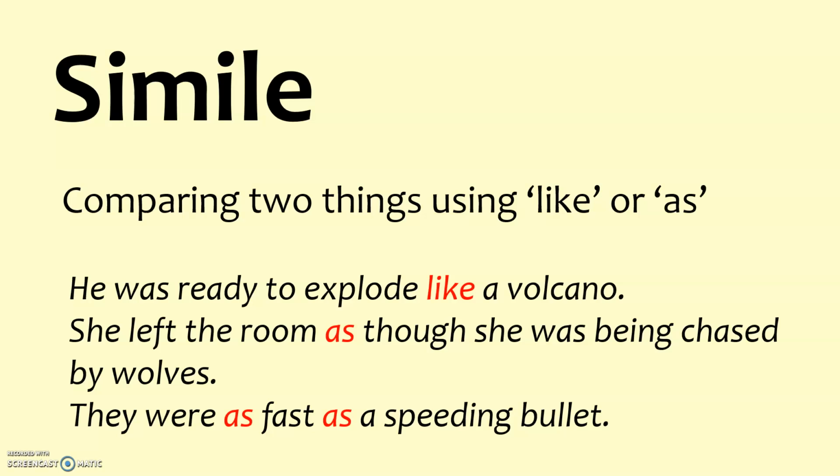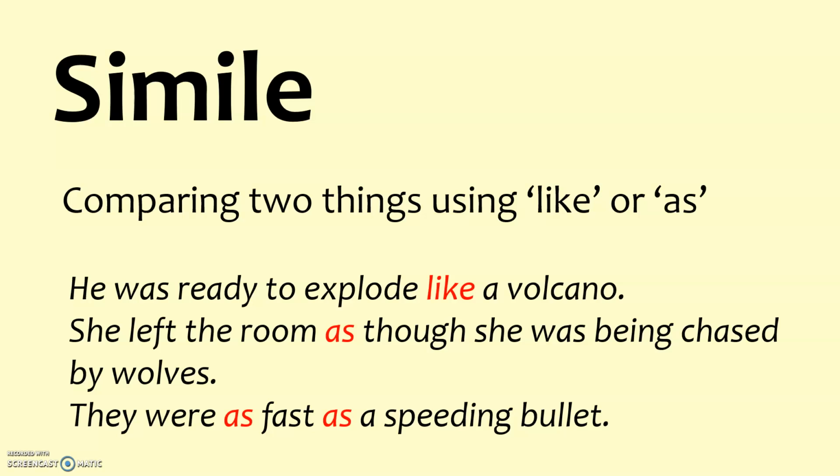And then we've got a simile as well, comparing two things. Like we had metaphor earlier, comparing things, but in this case, similes use the word like or as, and I've got some examples there for you. Ready to explode like a volcano, left the room as though she was being chased by wolves, they were as fast as a speeding bullet. Generally very easy to spot similes. Consider why the writer might have chosen my top one there, exploding like a volcano. That simile has very violent connotations, makes it seem very dangerous, so always be ready to talk about the effect of it. And that is the end of my little run through.